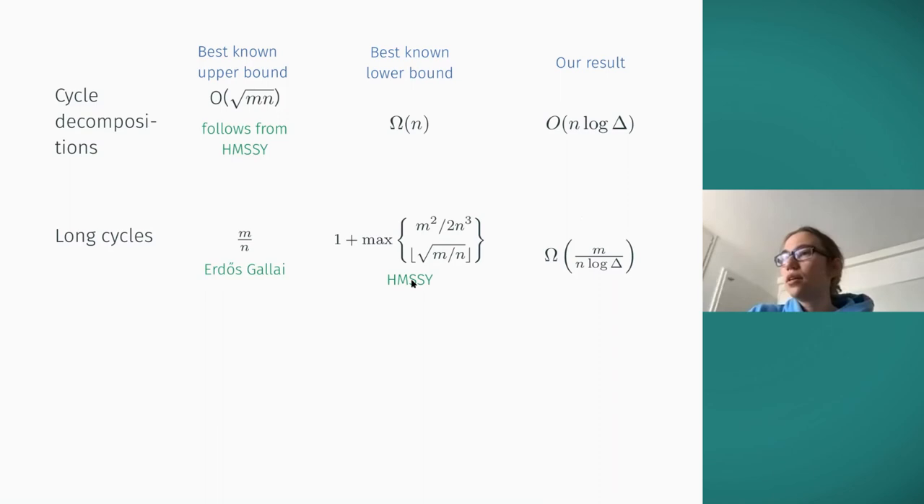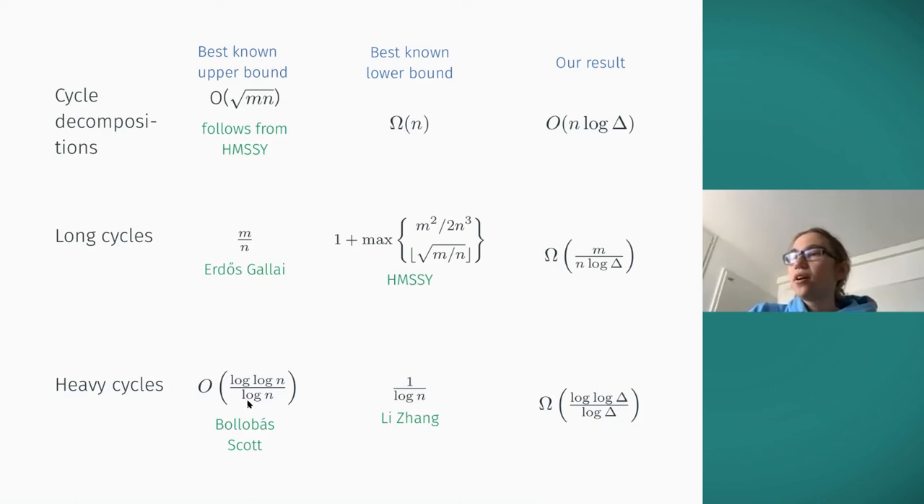And for the heavy cycles, Bollobás and Scott conjectured this log log N over log N. This is the upper bound they gave. Li and Sang had this one over log N, which comes from the Bollobás-Scott conjecture. And we actually prove log log delta over log delta. Note that the Bollobás-Scott construction has high max degree, so this is not contradicting it, but this is just what our methods give.